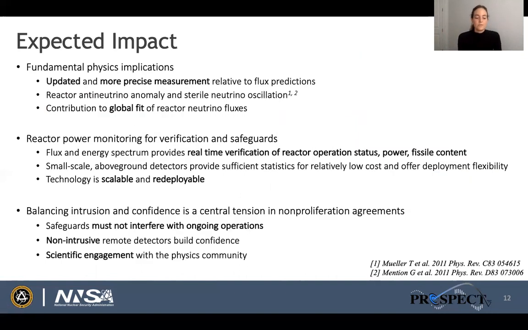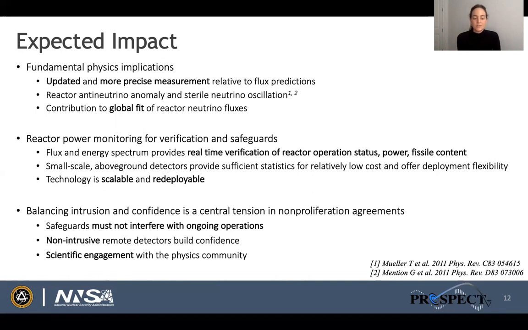And if successful, this work can be significant in many ways. In terms of the fundamental physics, we could learn more about why the predicted reactor antineutrino flux doesn't match the measured flux, and explore theoretical solutions to explain that observed flux deficit. And then, as mentioned before, the capability to perform a precise and timely measurement of the neutrino flux and energy from the reactor translates to real-time verification of reactor status and fissile content.